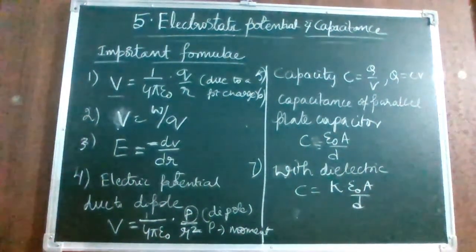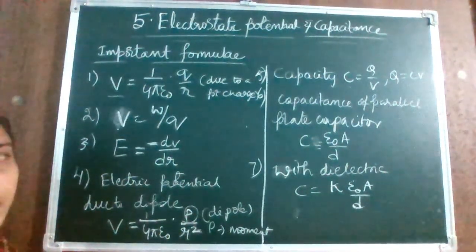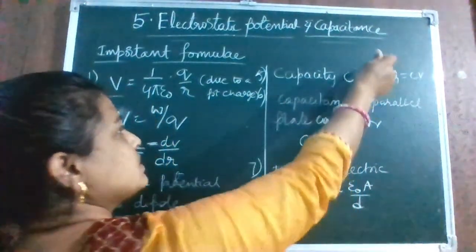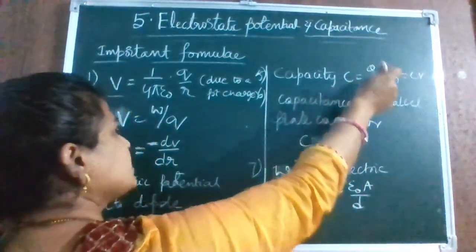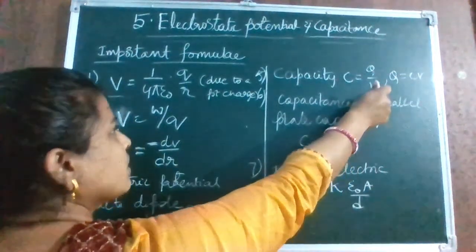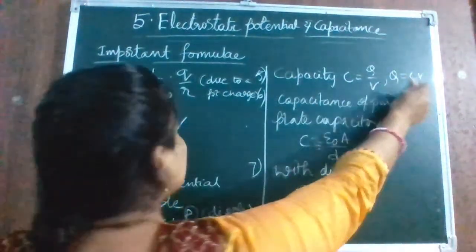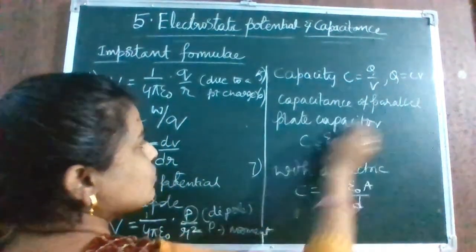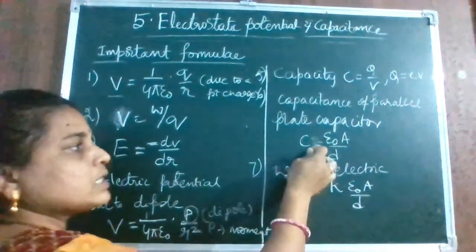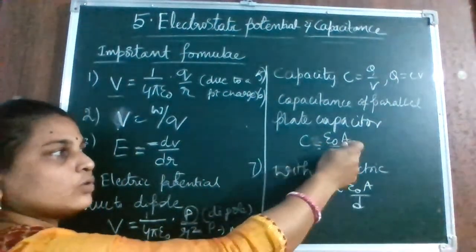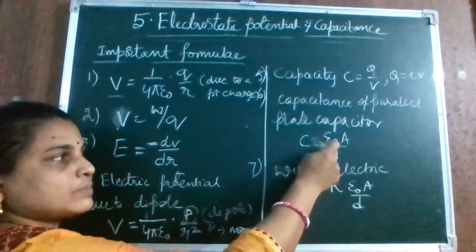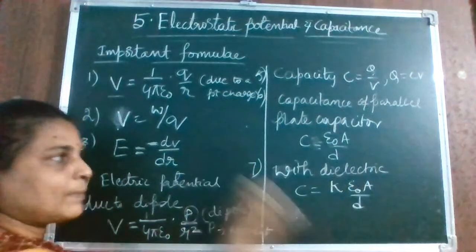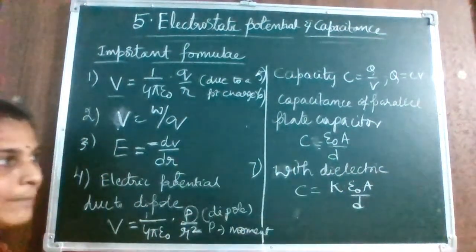And the next equation is capacitance. The capacitance is C is equal to Q by V, where C is the capacitance, Q is the charge and V is the potential of that capacitor. And this is the equation, Q is equal to C into V. Also, the capacitance of a parallel plate capacitor is generally C is equal to epsilon naught into A by D, where epsilon naught is the permittivity, A is the area of the plates and D is the distance between the plates.